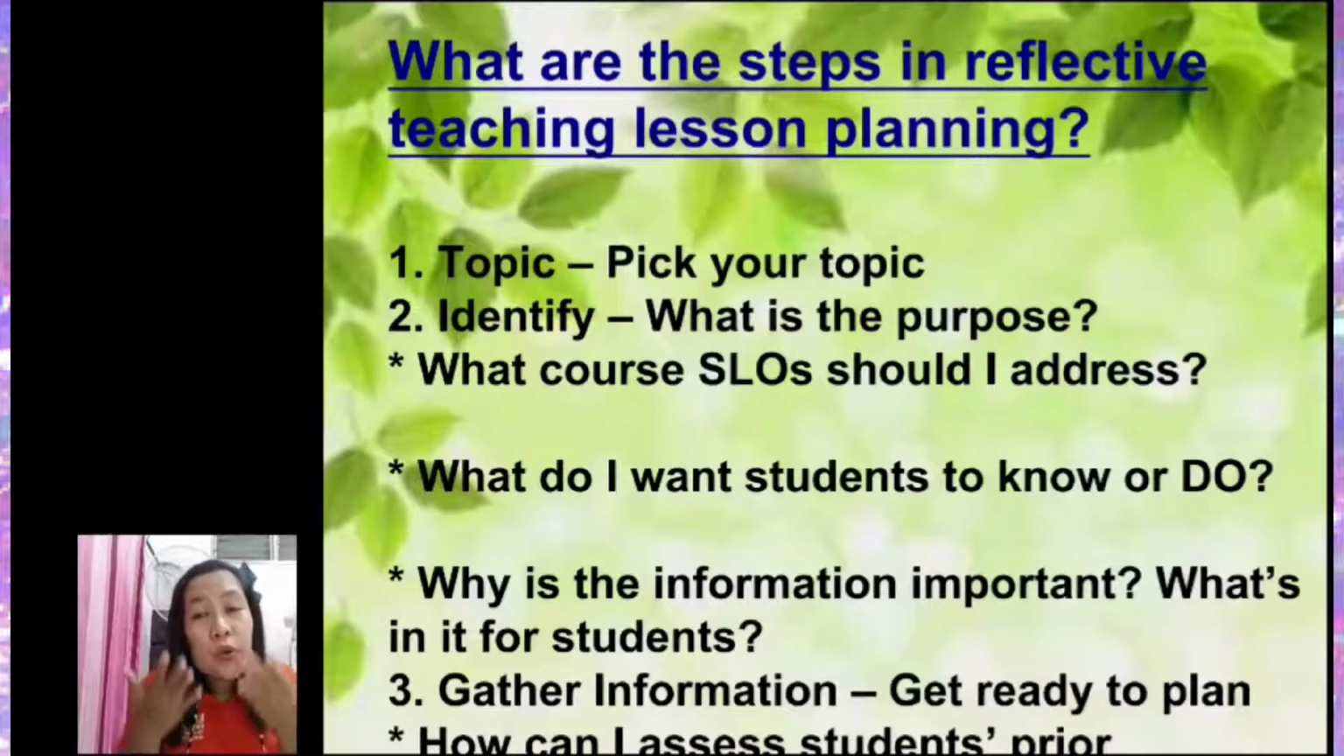Because if you're going to teach them a very hard lesson, how could they get your lesson? How could they understand it? The third one is to gather information. Get ready to plan.